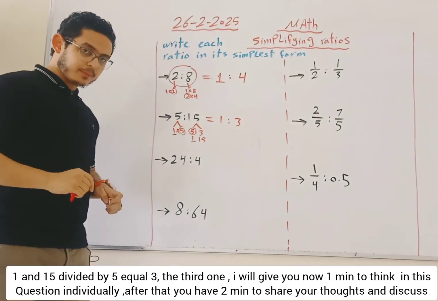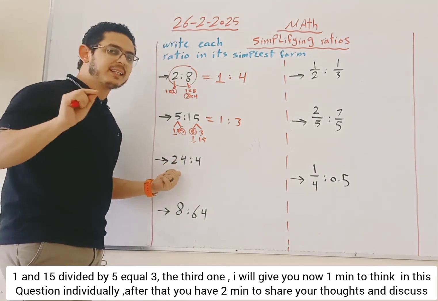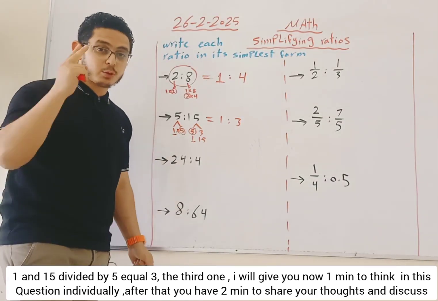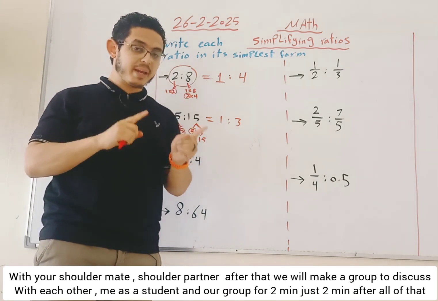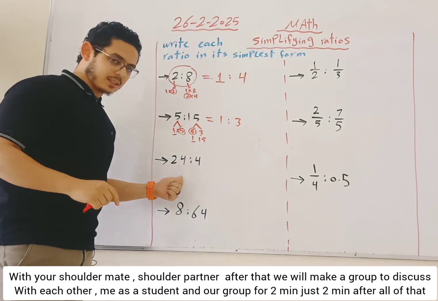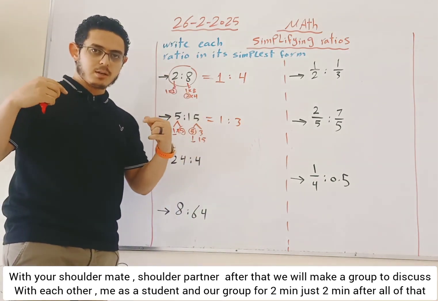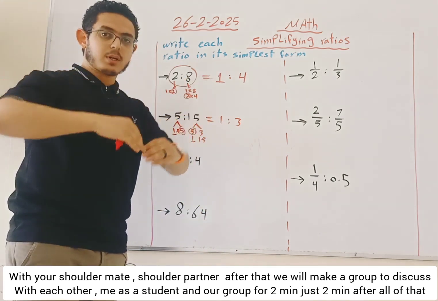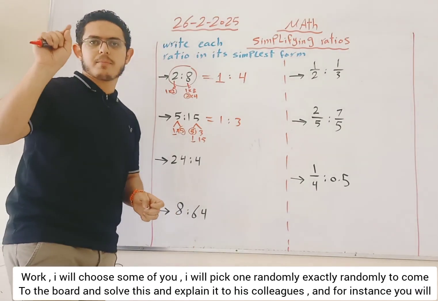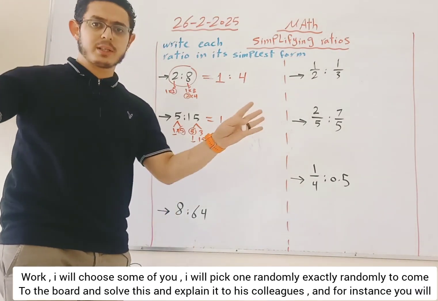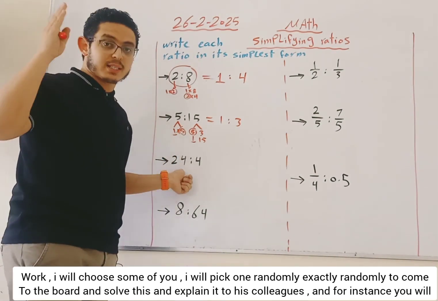The third one, I will give you now 1 minute to think about this question individually. After that, you have 2 minutes to share your thoughts and discuss with your shoulder partner. After that, we will make a group to discuss with each other, for 2 minutes, just 2 minutes. After all of that work, I will pick one of you randomly, exactly randomly, to come to the board and solve this and explain it to his colleagues.